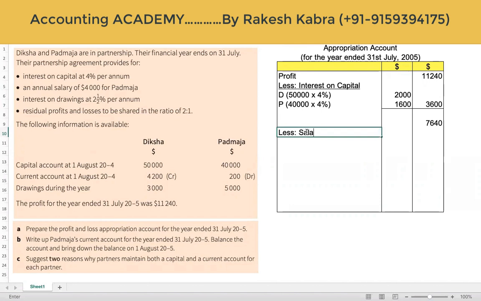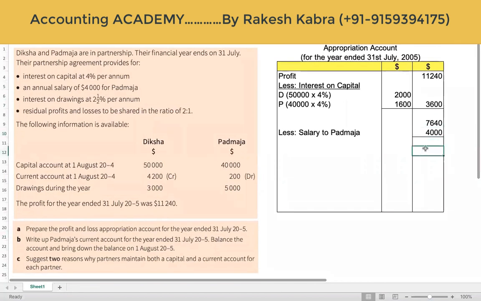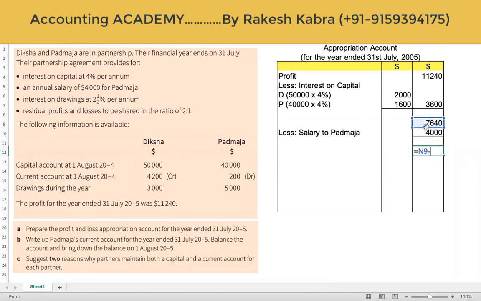So, salary to Padmaja, and how much amount? 4,000, and it is yearly. Sometimes it may be given monthly, and in that case we have to multiply the monthly salary by the number of months in a year. After allowing salary to Padmaja, what is the amount of leftover profit? 3,640. So this is the profit left now.